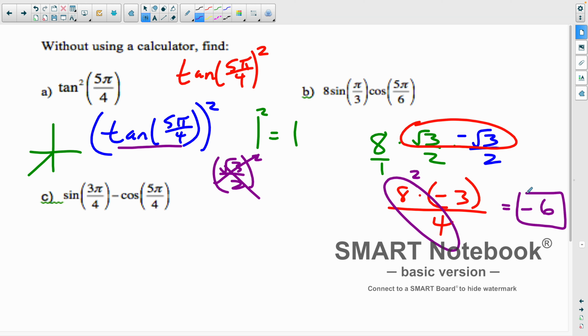So part C is a subtraction problem. So here's what I want you to do first. I'm gonna give you a little time. I want you to go find me the sine of 3 pi over 4 and find me the cosine of 5 pi over 4. So I'll give you a little time there. Go find the sine of 3 pi over 4 and the cosine of 5 pi over 4.